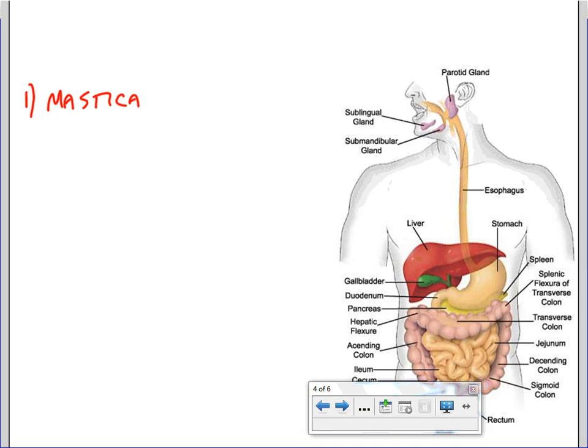And mastication, the whole goal of mastication is to increase the surface area of the food. The purpose of increasing that surface area is to allow more enzymes to attack that in a much faster fashion. So we increase that surface area of that food.